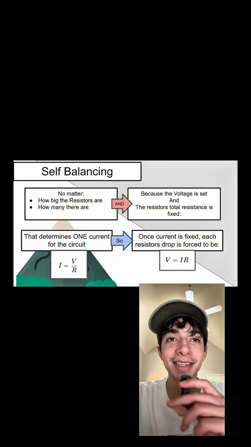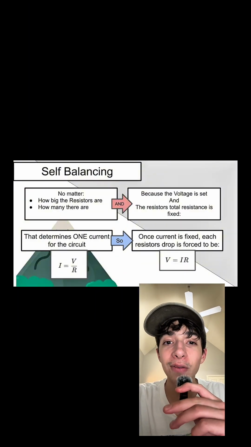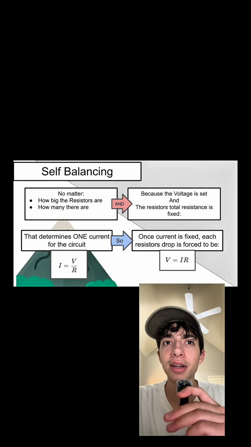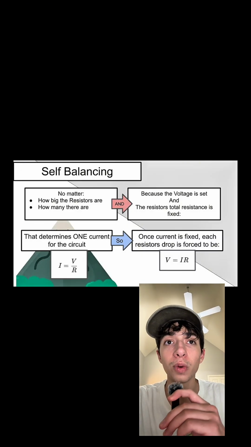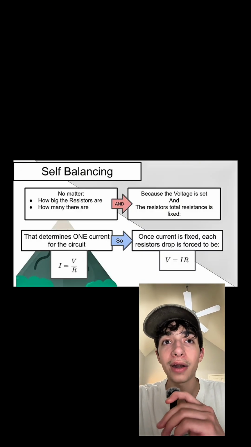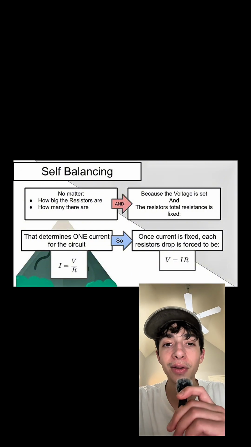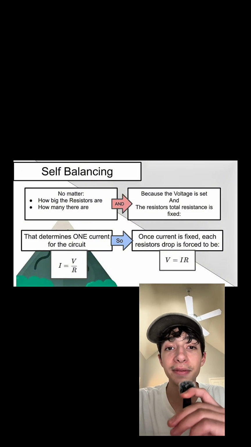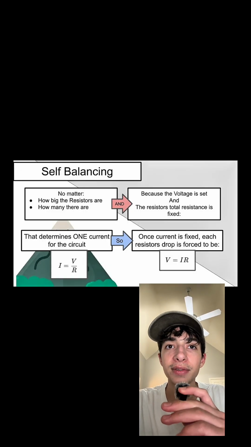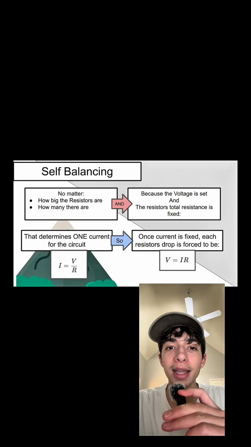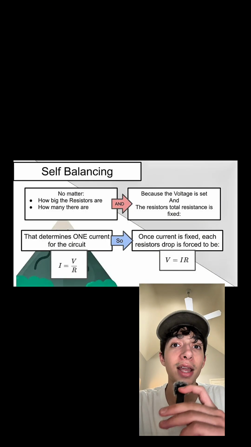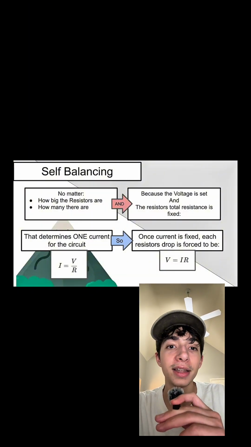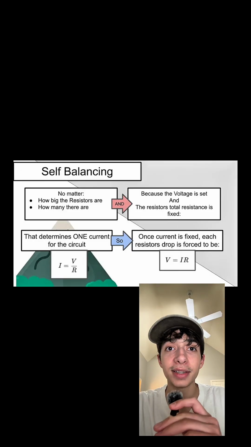This is no accident. This is a self-balancing mechanism of circuits. Nobody engineered this. This is just how circuits have come to work. And so we see no matter how big the resistors are, how many there are, and because the voltage is set and the resistor total is fixed, that determines one current for the circuit. And because our current is set and our resistors are known, for each resistor, the voltage is divided so that all the voltage is accounted for.